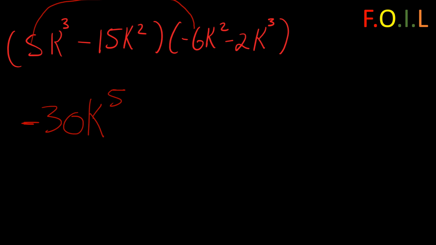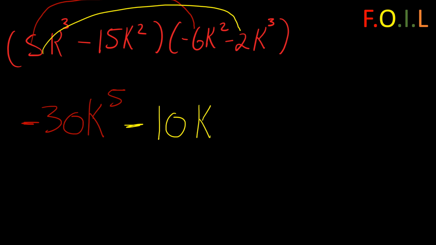So we have 5k cubed times negative 2k cubed, right? So a positive and a negative is going to be a negative. 5 and 2 is just going to be 10. K cubed times k cubed is just going to be k to the 6th. Awesome. Let's do our inner.